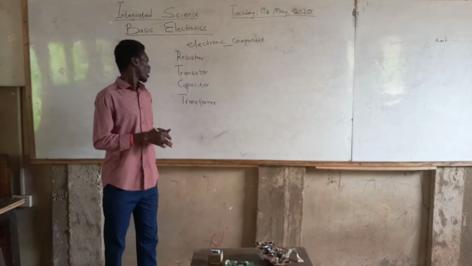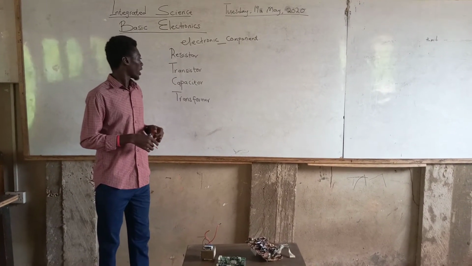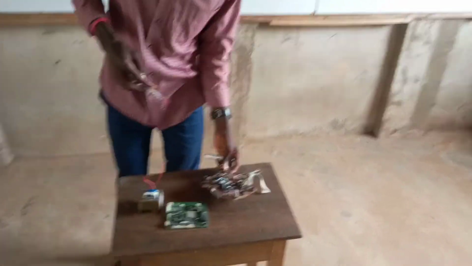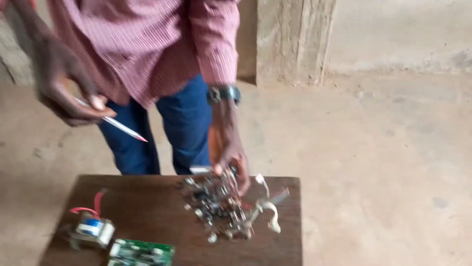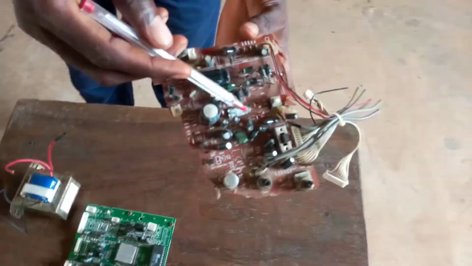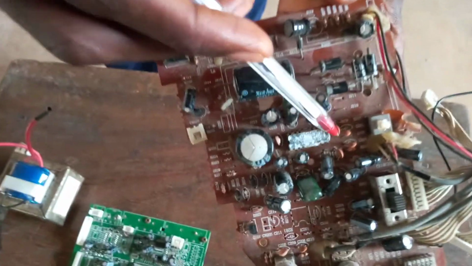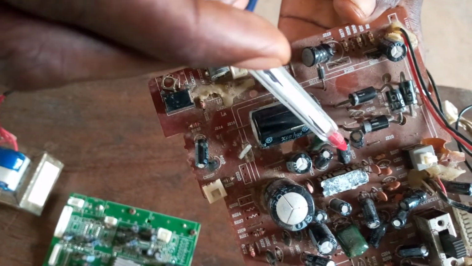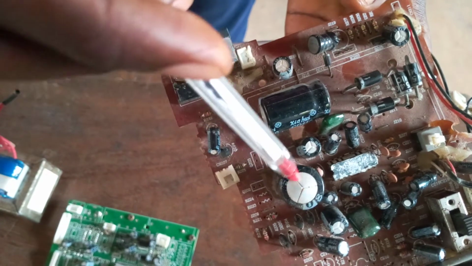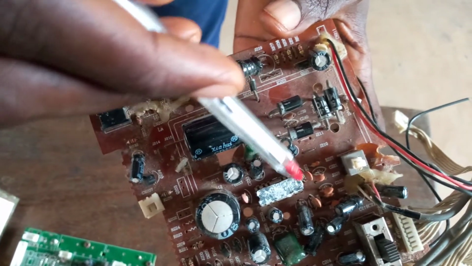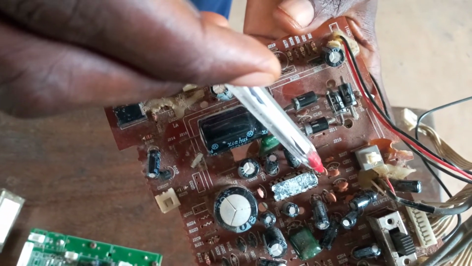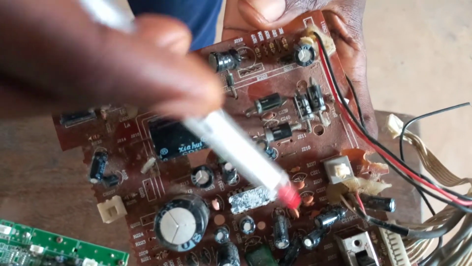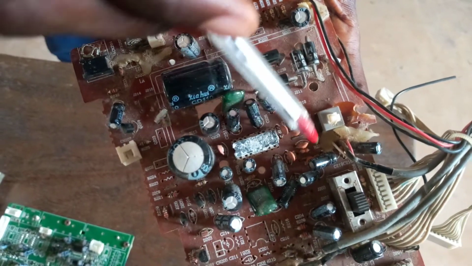Now, let's come to the capacitor. We have some examples here. Okay, so this one is a capacitor, this one is a capacitor. All these things are capacitors. This one is a ceramic type of capacitor, made of ceramics, like the board that's in the house and the rest. So this is a ceramic capacitor.